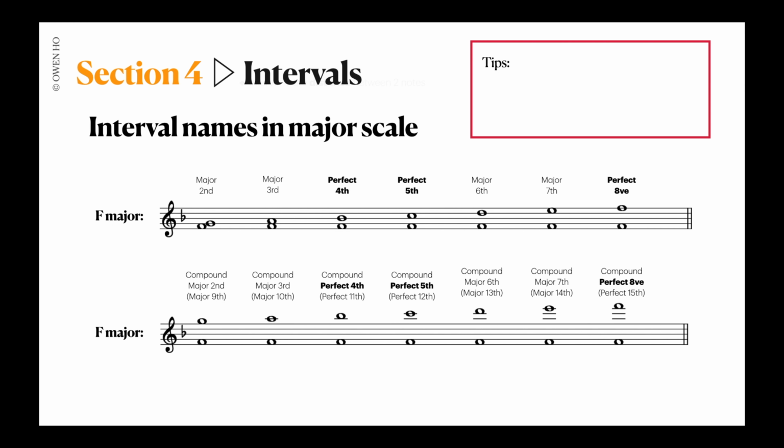So as a summary, interval is the distance between two notes, and for the intervals of 4th, 5th and 8th, they are always called perfect, whereas the remaining ones, that is the 2nd, 3rd, 6th and 7th, are always called major. Lastly, if the notes are more than one octave apart, we either add the word compound before it, or we use the +7 method when naming them.